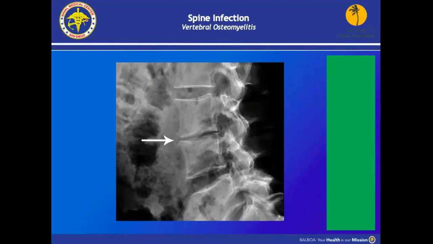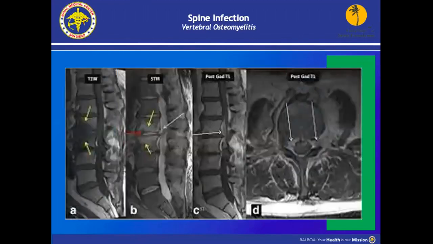And so in the absence of prompt diagnosis and treatment here, you can have disease progression that manifests as end plate erosions and subsequent loss of disc and vertebral height. So MRI with gadolinium contrast is the gold standard imaging modality here. Sensitivity and specificity in the high 90s.